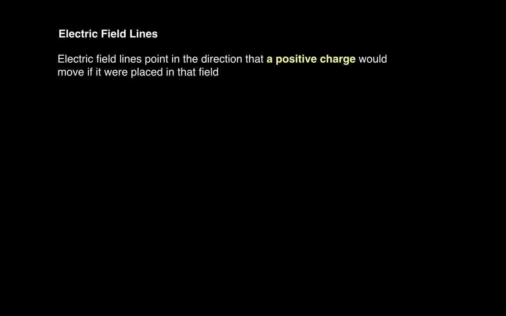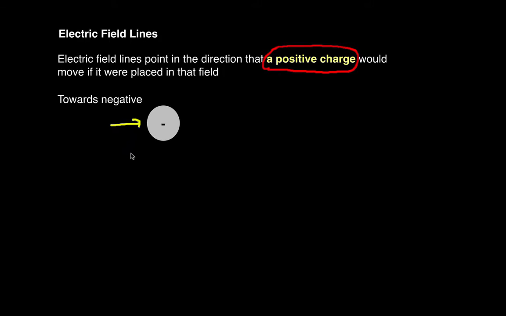Electric field lines. The electric field lines point in the direction that a positive charge would move if it were placed in that field. It's important that you remember that it's the direction of a positive charge. Now, with gravitational fields, it didn't matter because there's only one kind of gravitational object, a mass. But in electricity, we have positive and negative charges. Electric fields are defined by positive charges. So, electric field lines point towards negative charges, and they point at the center of the charge, because this is the direction a positive charge would go if it were placed at the point in this field.